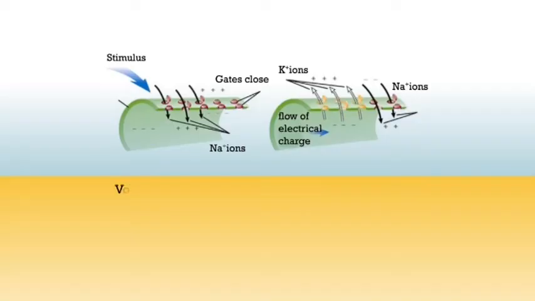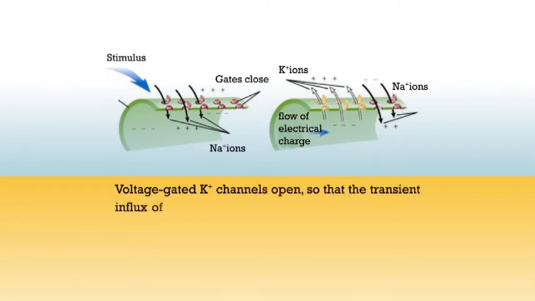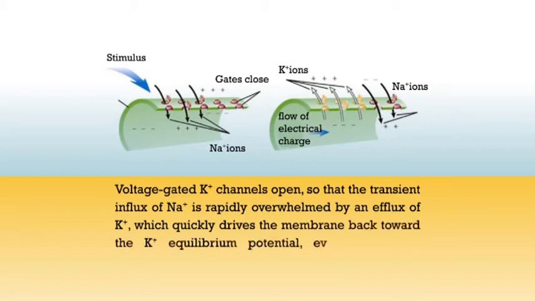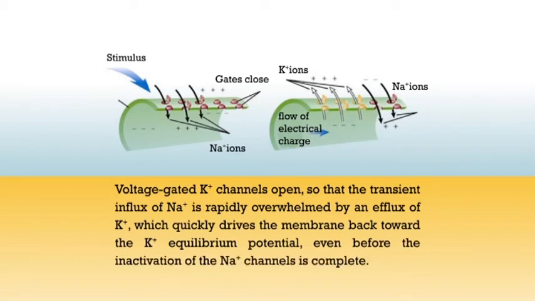In addition to the inactivation of sodium ion channels, in many nerve cells, a second mechanism operates to help bring the activated plasma membrane more rapidly back towards its original negative potential, ready to transmit a second impulse. Voltage-gated potassium ion channels open so that the transient influx of sodium ions is rapidly overwhelmed by an efflux of potassium ions, which quickly drives the membrane back towards the potassium ion equilibrium potential, even before the inactivation of the sodium ion channels is complete.